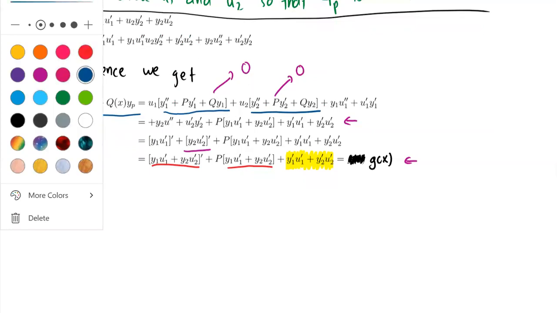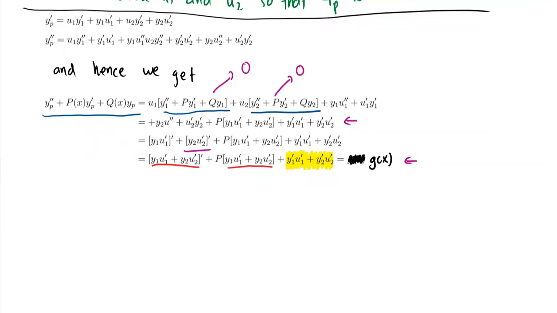So let me do it in green. Assume furthermore, so another assumption. Remember, we already have the assumptions that yp is of the form u1 y1 plus u2 y2, and we also have the assumptions that p, q, and g are continuous, right? So we're adding another assumption to that, on some interval. So assume furthermore that that expression is 0. So y1 u1 prime plus y2 u2 prime equals 0.